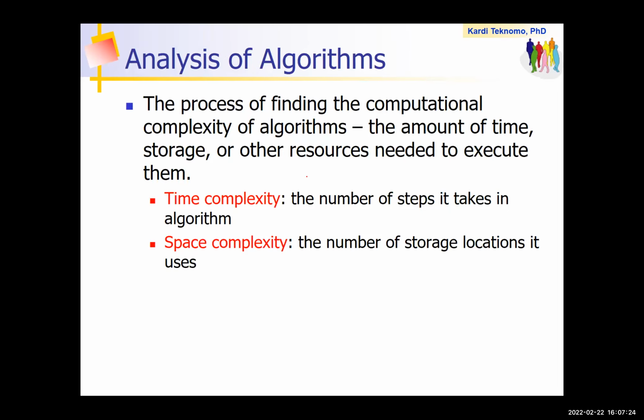So, in the theory of computation, you will have what is called analysis of algorithms. In the analysis of algorithms, you will deal with the complexity of an algorithm. What is that? It is the amount of time, storage, or other resources needed to execute an algorithm. Let's say we have two types of complexity: time complexity and space complexity. Time complexity is the number of steps taken in the algorithm. Space complexity is the number of storage locations that the algorithm uses.